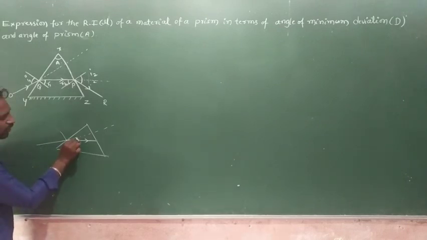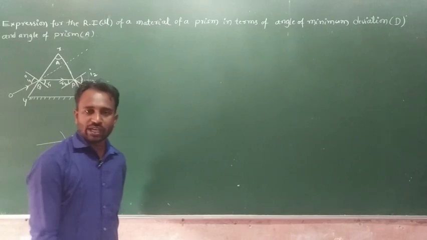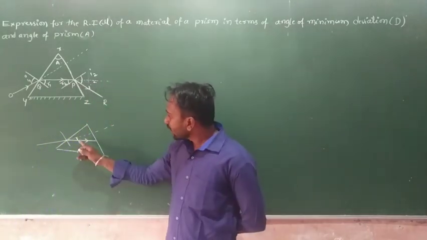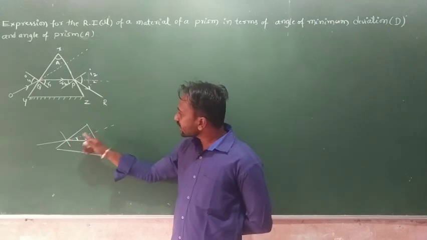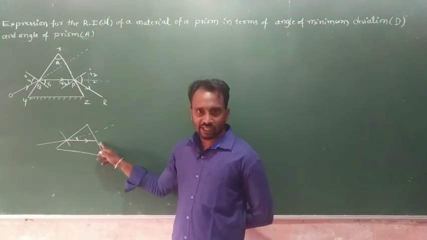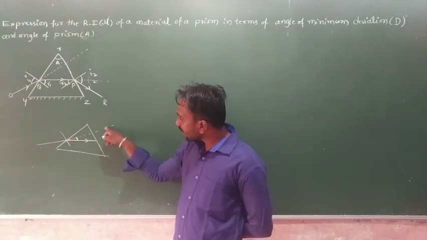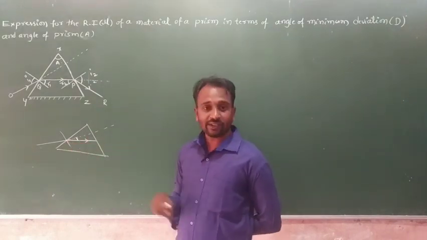Here we get one angle. This angle we consider the angle of deviation. So the angle of deviation is the angle between the extended incident ray and the refracted ray.